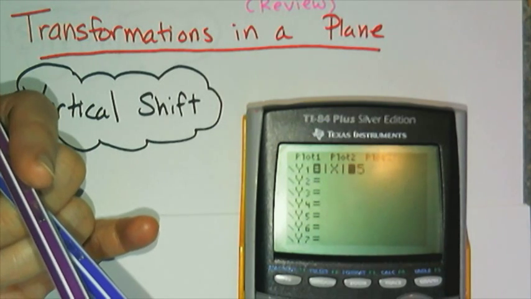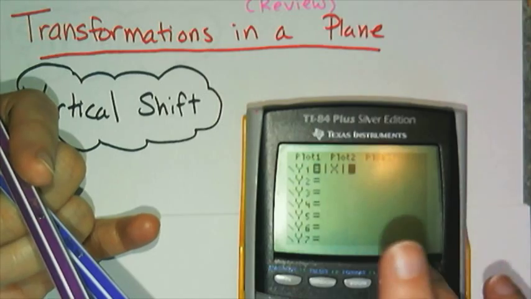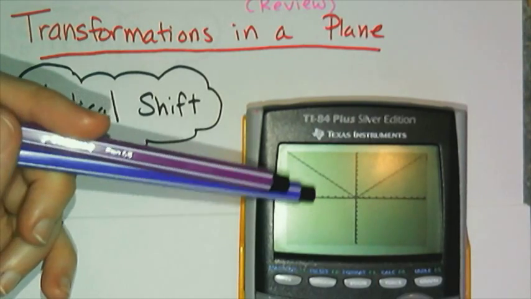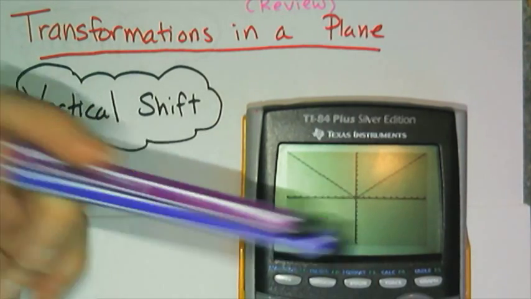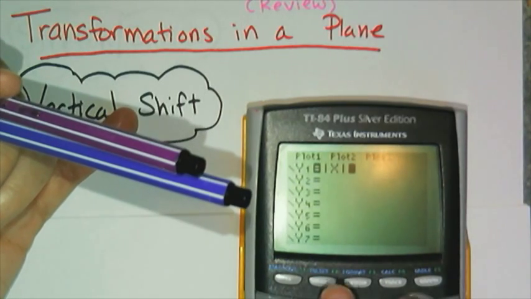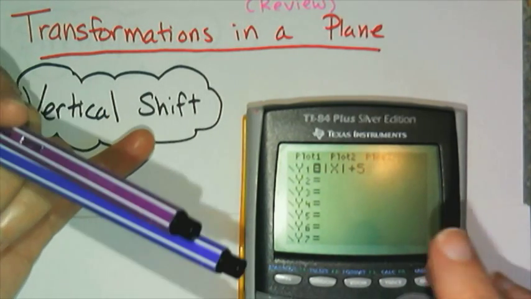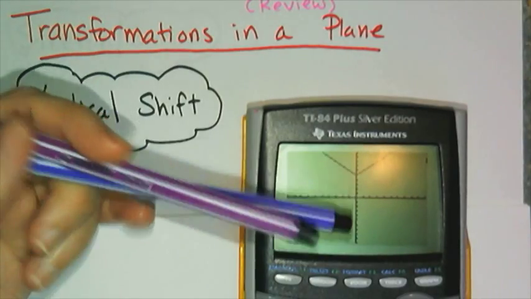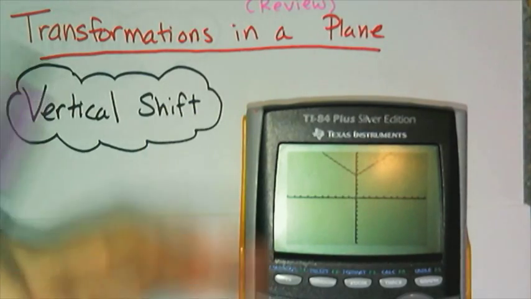So let's just double check to make sure. Graph it. That's the parent function. Vertex at the origin. Adding 5 to it makes the vertex 5 on the y-intercept. And it does, like magic.